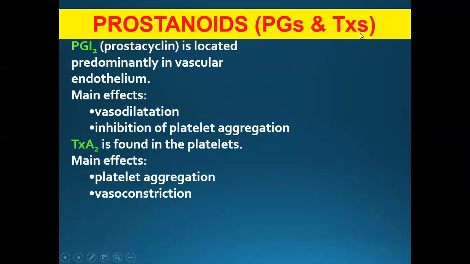Prostanoids: prostaglandins and thromboxane A2, or thromboxanes. PGI2, we call it prostacyclin. It is located predominantly in vascular endothelium. Main effects are vasodilatation and inhibition of platelet aggregation. Thromboxane A2 is found within the platelets, and main effects are platelet aggregation and vasoconstriction.